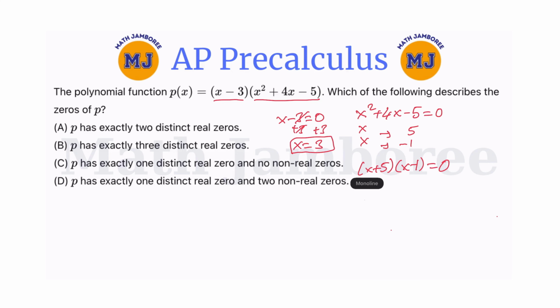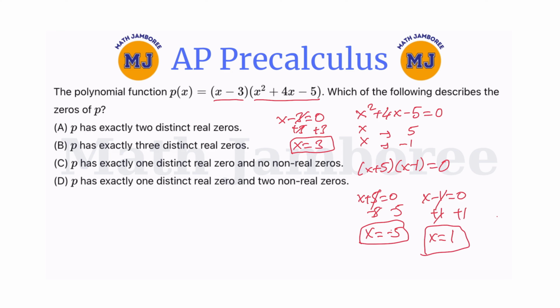So x plus 5 equals 0. Taking away 5 from both sides, x gives you negative 5. And x minus 1 equals 0. When you add 1 to both sides, x is equal to 1. So technically, we have found negative 5, 1, and 3.